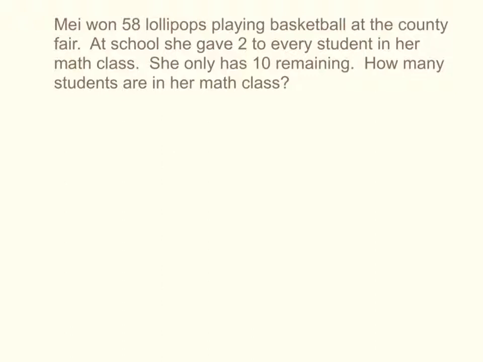Alright, May won 58 lollipops playing basketball at the county fair. At school, she gave 2 to every student in her math class. She only has 10 remaining. How many students are in her math class? So she starts out with 58, and then she gives 2 to everybody in her class. So 2 times x, or the number of students in her class, and that leaves her with 10.